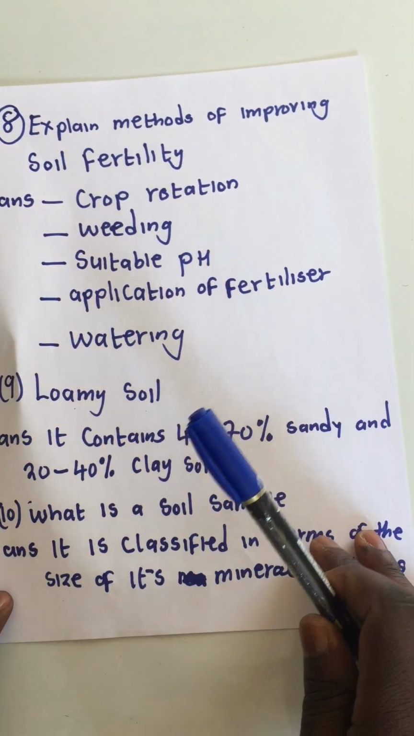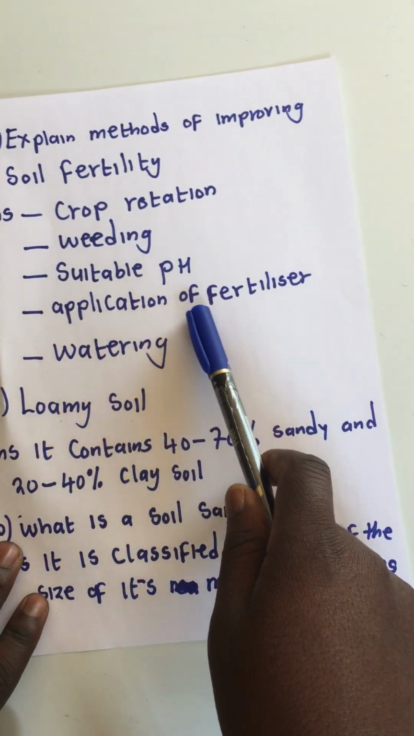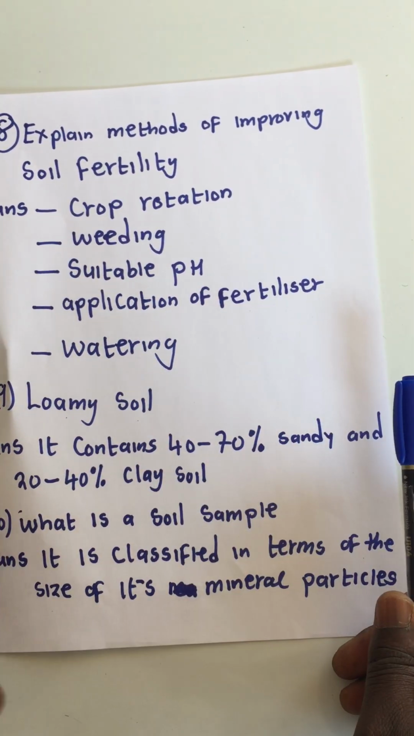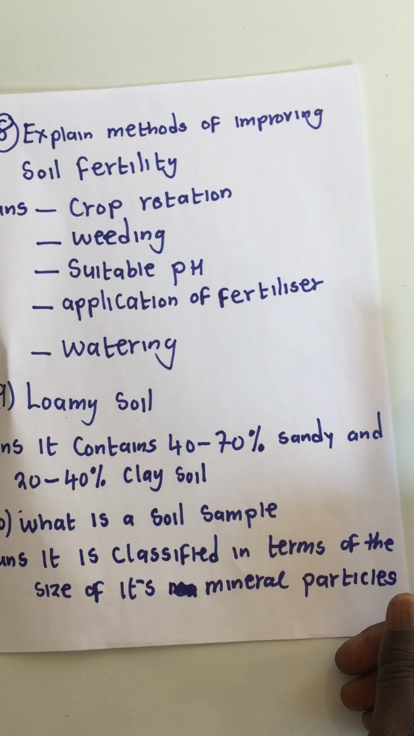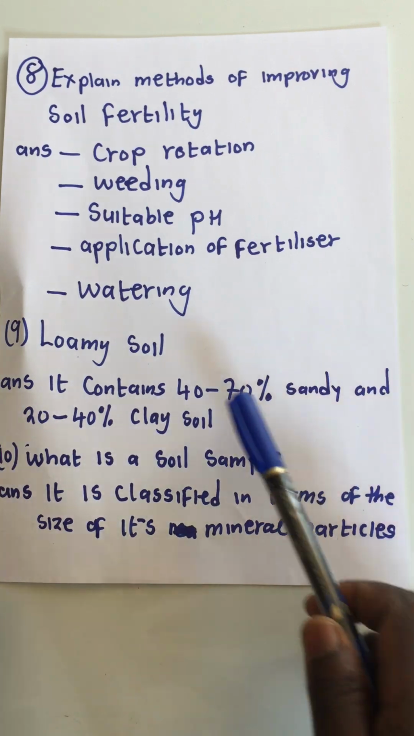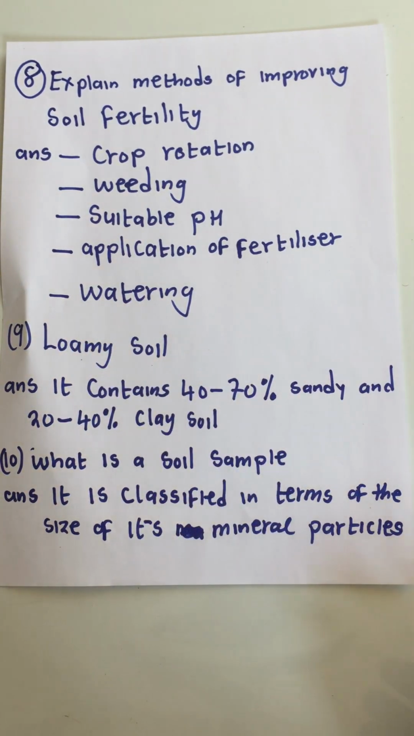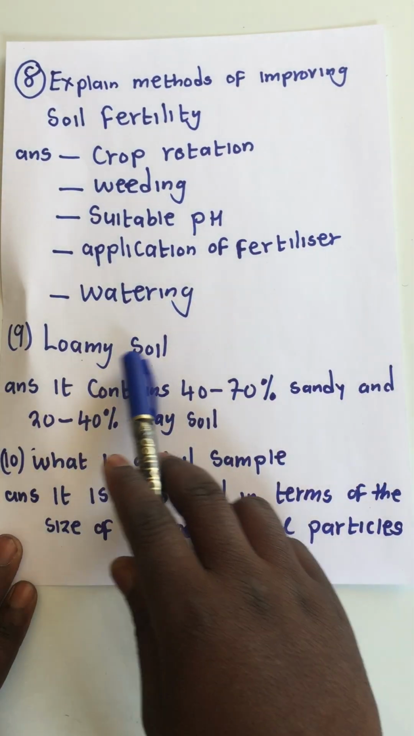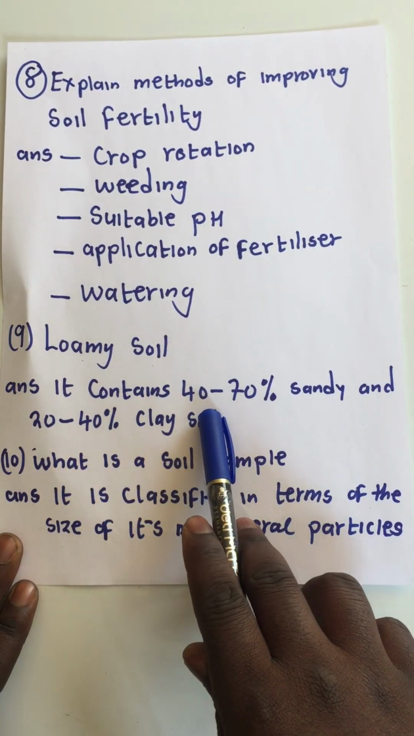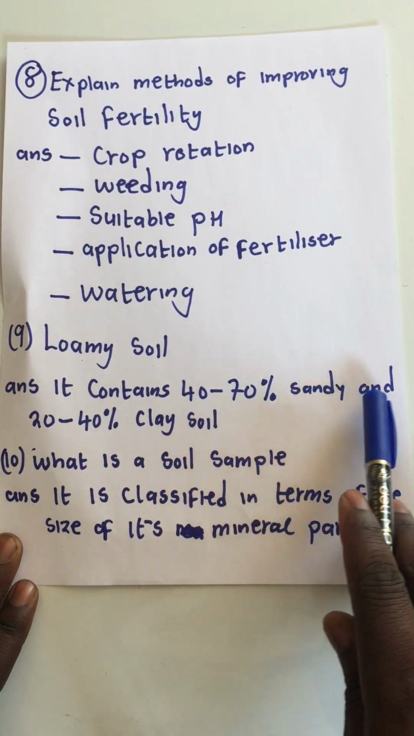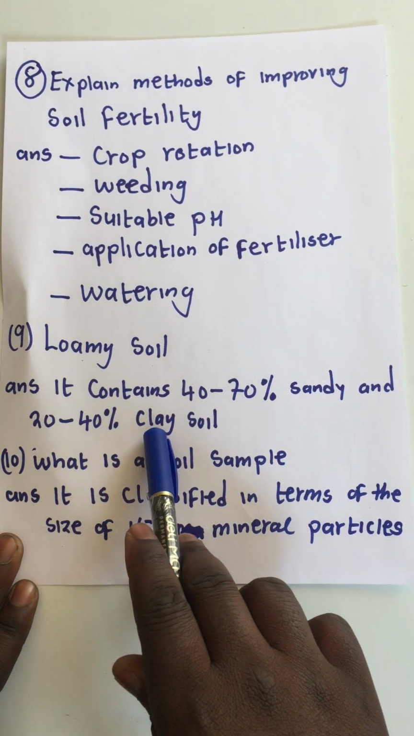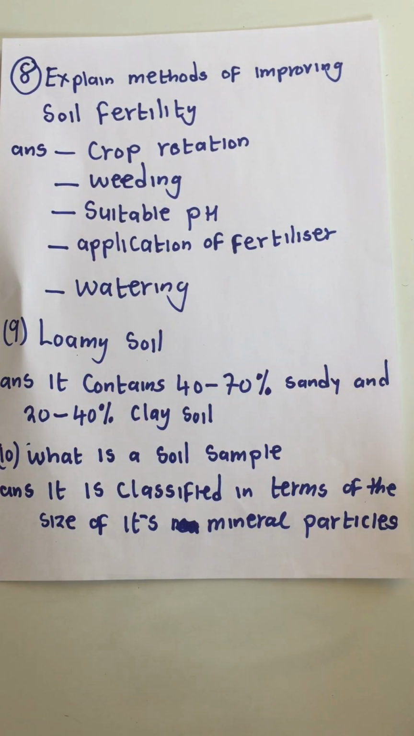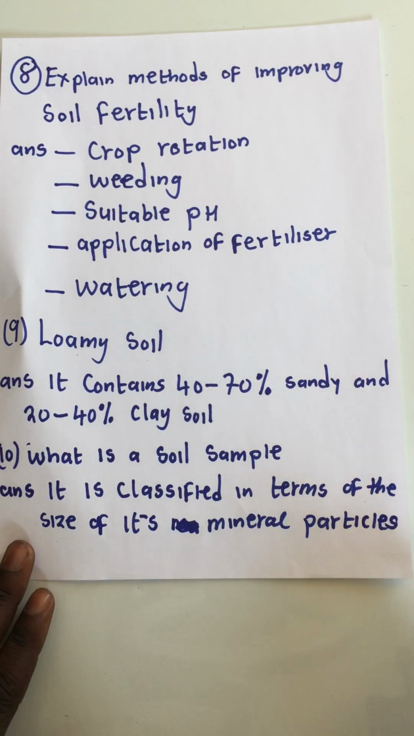Also we have suitable pH. Also application of fertilizer. Once you apply fertilizer, it will be in the soil and make the soil nutritious for the crops to grow well. Also watering. The more you water the soil, the more the things you have planted begin to grow healthy. Loam soil contains 40 to 70% sandy and 20 to 40% clay soil. So loam soil is a mixture of sandy and clay soil.